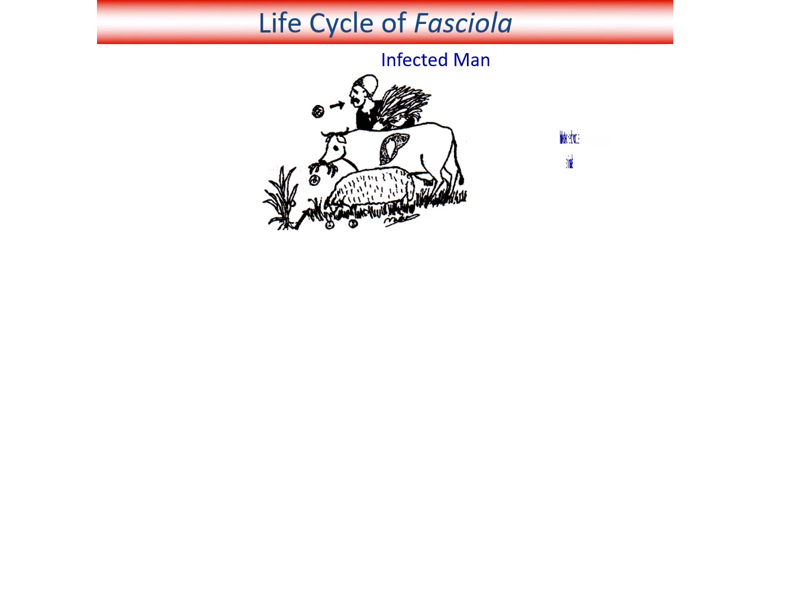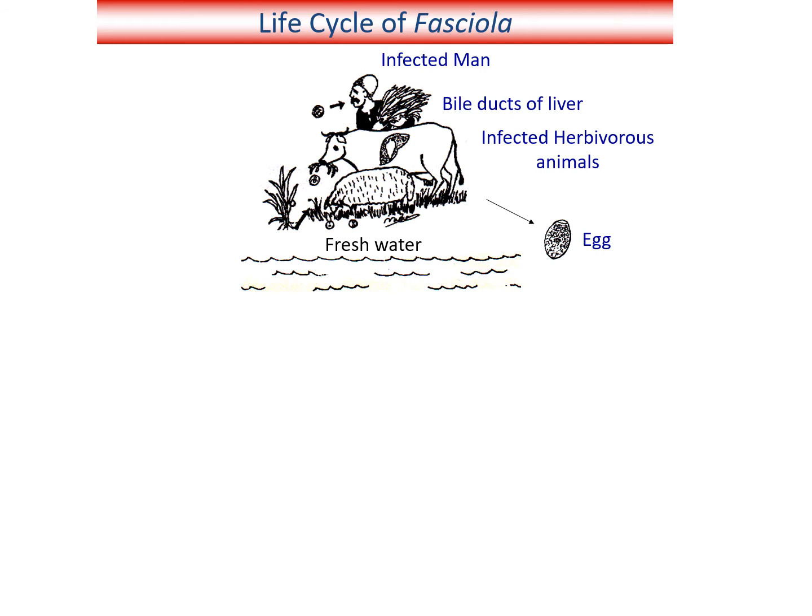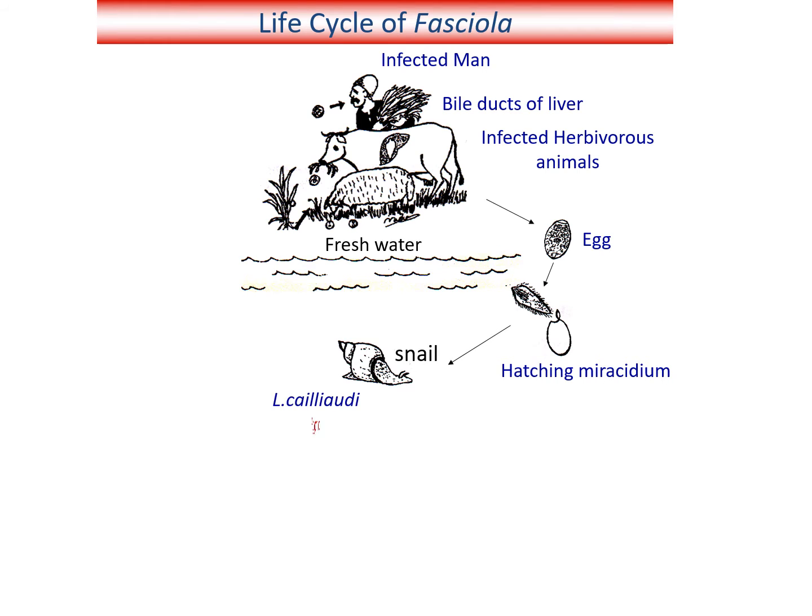Life cycle of Fasciola: infected man and infected herbivorous animals. Then it goes in man to the bile ducts of the liver. Present in feces, eggs contaminate fresh water, the egg hatches a miracidium, which searches for a snail, F. gigantica and F. hepatica.